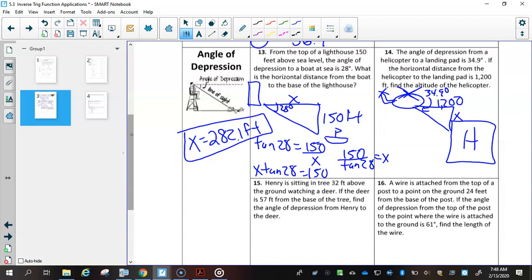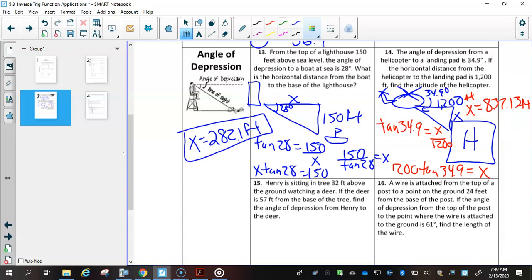What trig function are we using? Tangent. So 1200 tangent 34.9 equals x. What is x? 837.13 feet. Easy.